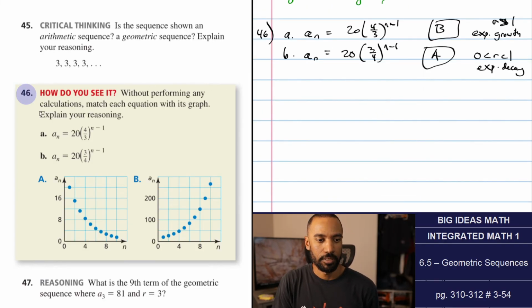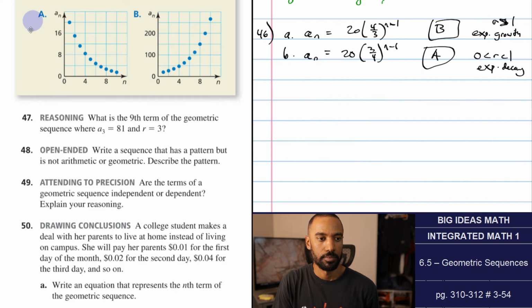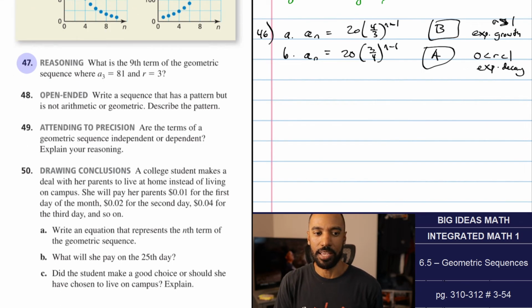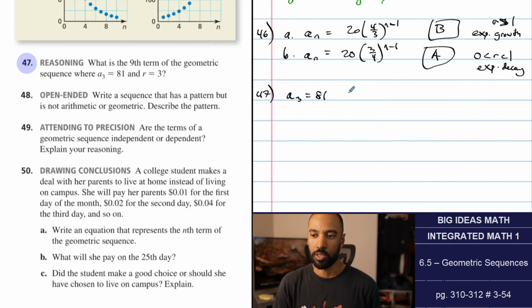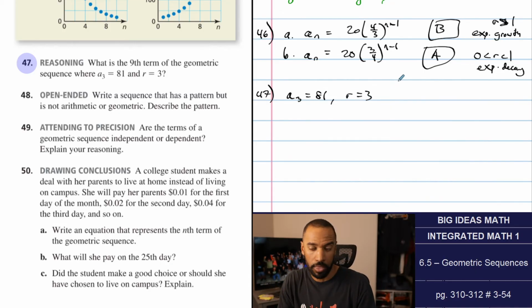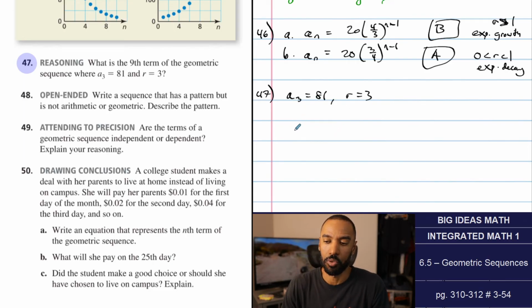Number 47. What is the ninth term of the geometric sequence where a sub 3 equals 81 and r equals 3? So you have some options here. And this is one of those ones where I don't know what the best way is to go about it. Yes, you can multiply by 3 each time until you get to 9, and that's one of the options there. You could also come up with a rule based off that.